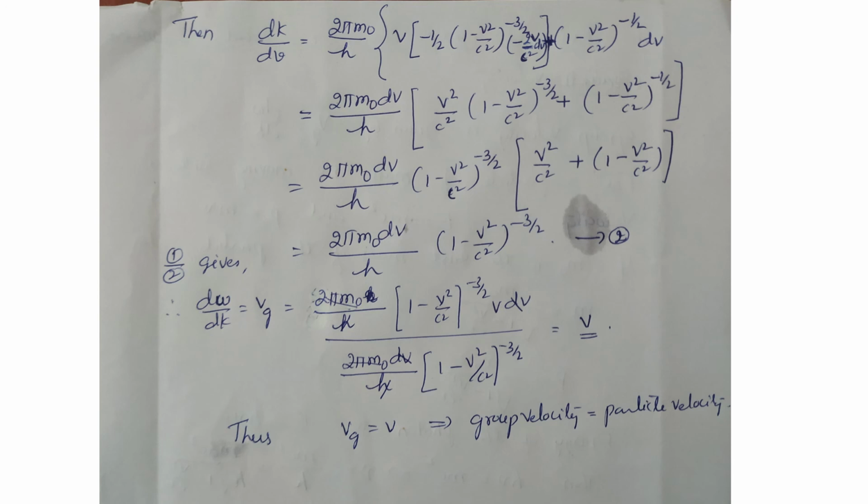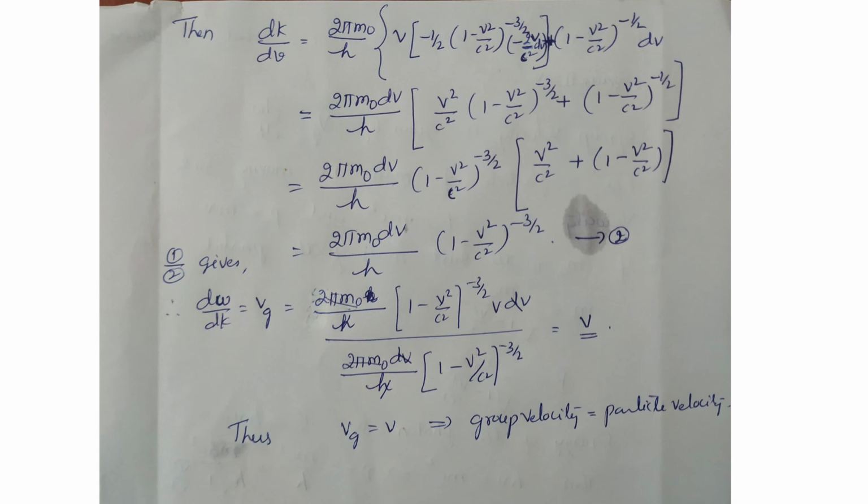Here take (1 minus v square by c square) to the power minus 3 by 2 common outside the bracket. Inside you get v square by c square plus 1 minus v square by c square. From that, v square by c square minus v square by c square is 0. So you get dk by dv as 2 pi m naught dv by h into (1 minus v square by c square) to the power minus 3 by 2. Let this be equation 2.